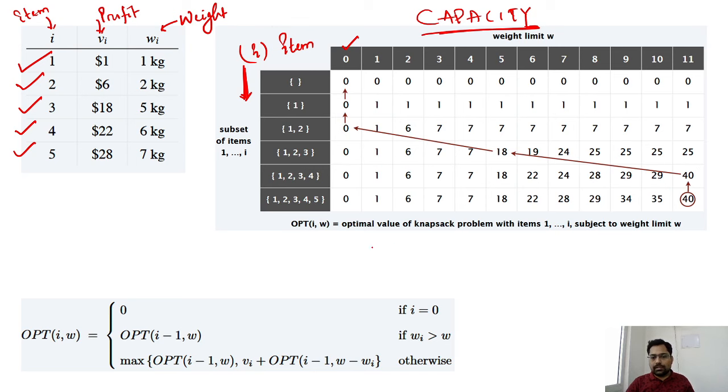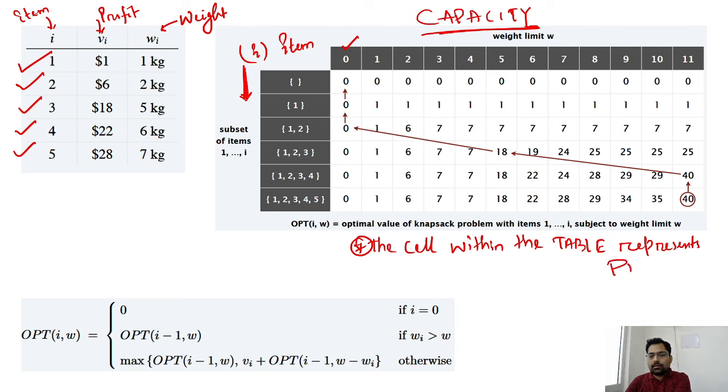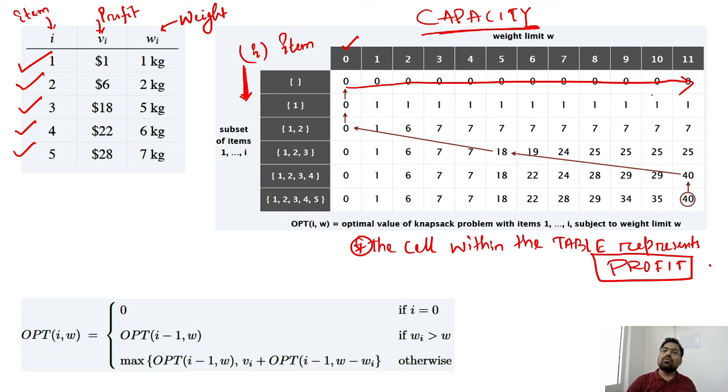I must say the cell within the table represents profit. Then if no item, whatever the capacity will be, no item always means no profit. So it is always zero throughout all the capacities. No items are there, so definitely it's zero.